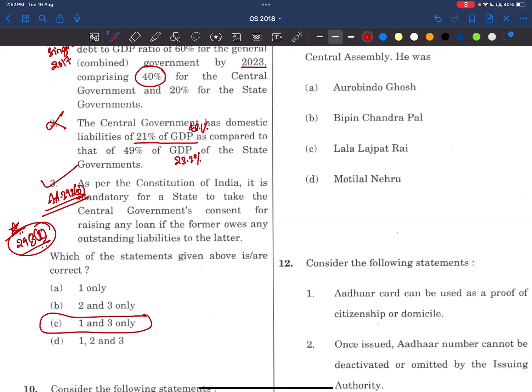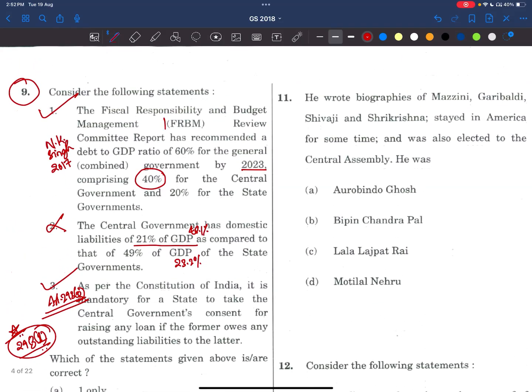Now what do we have to read? We have to read the FRBM Act, the FRBM committee recommendations, and what the FRBM Act has given. And also, there is one escape clause recently added to it. So if anyone knows, please give it in the comment section. All these things we should read, friends.